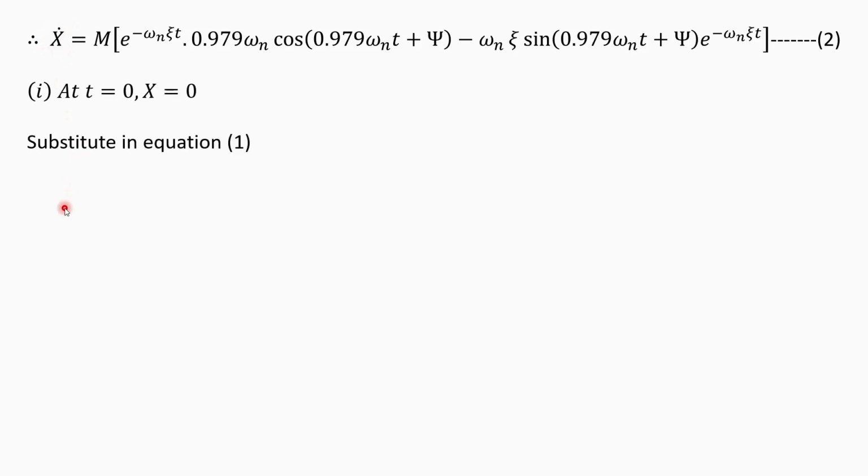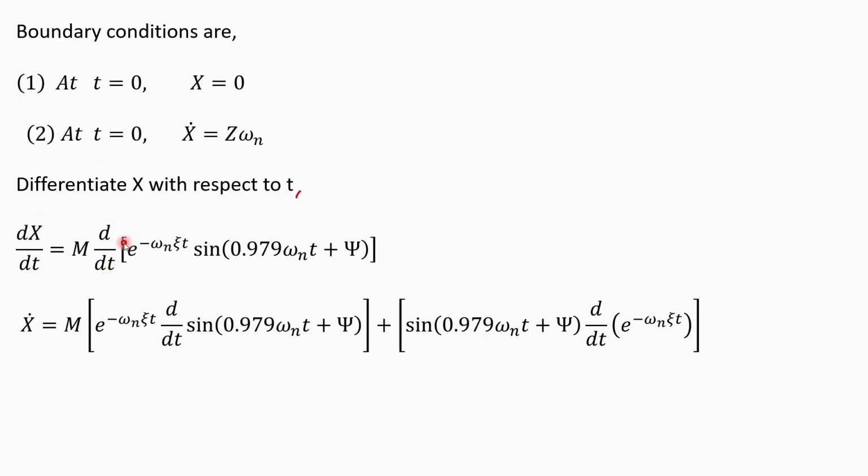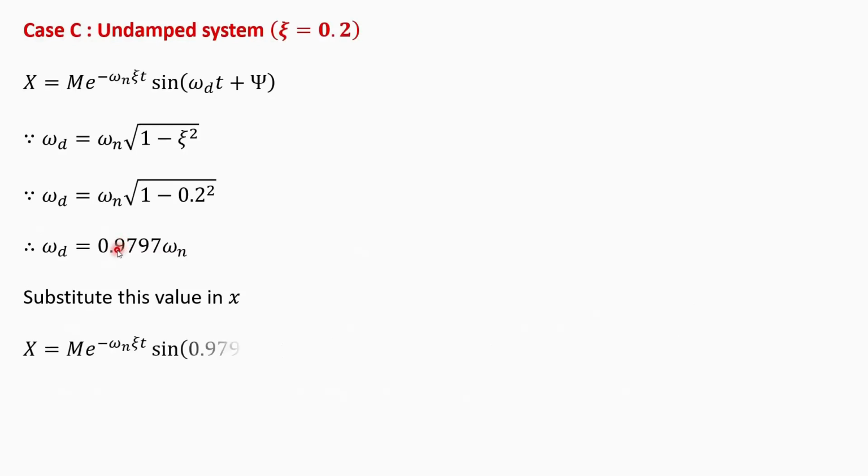Now at t is equal to 0, x is equal to 0. This we have to substitute in equation 1. So in place of x, we are substituting 0. In place of t also, we are substituting 0 in our equation 1, that is the previous equation which we have derived. So in place of x, it is 0. In place of t, it is 0.